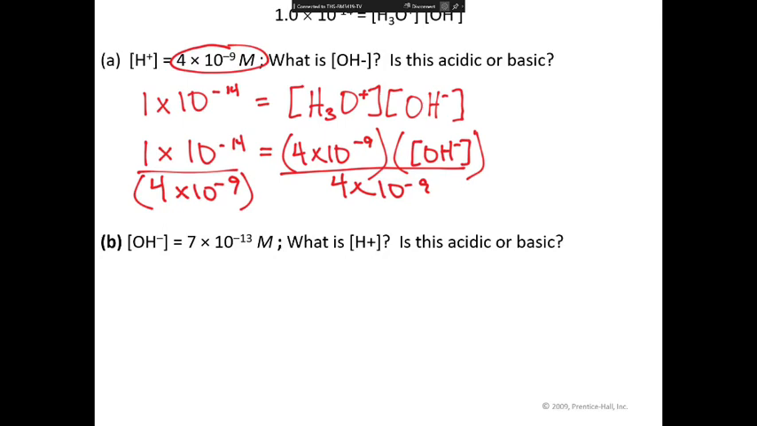All right, so here we go. I'm getting 0.0000025. I'll put it in scientific notation. You don't have to put it in scientific notation, but it's going to be easier to compare them if you do. I'm getting 2.5 times 10 to the negative 6th.